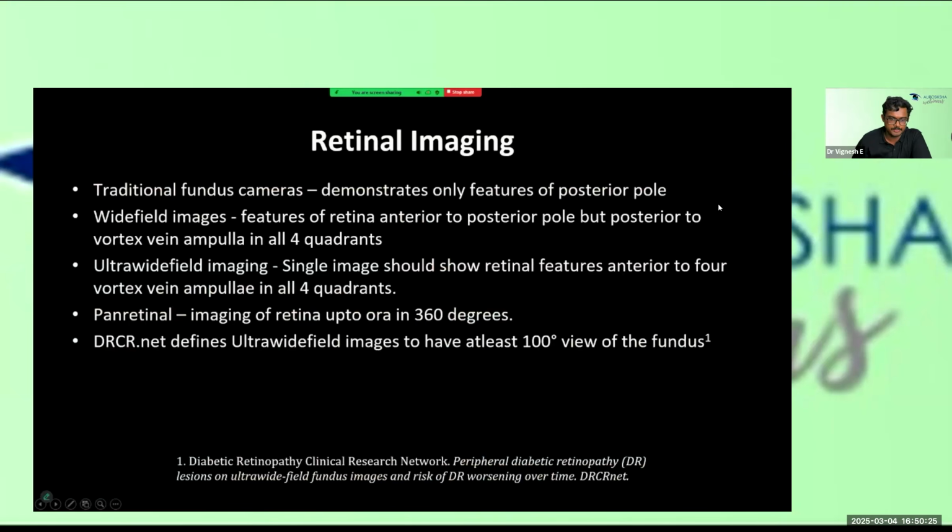So coming to basics of retinal imaging, some traditional fundus cameras demonstrate only the features of the posterior pole. Wide field images demonstrate features of retina anterior to the posterior pole, but posterior to the vortex vein ampulla in all four quadrants. So if you want a wider image, what do you do? You go for ultra wide field imaging. The single image should show retinal features anterior to 4 vortex vein ampullae in all 4 quadrants. What do you call it when the image of the retina is taken up to the ora in all 360 degrees? It is called pan-retinal imaging.